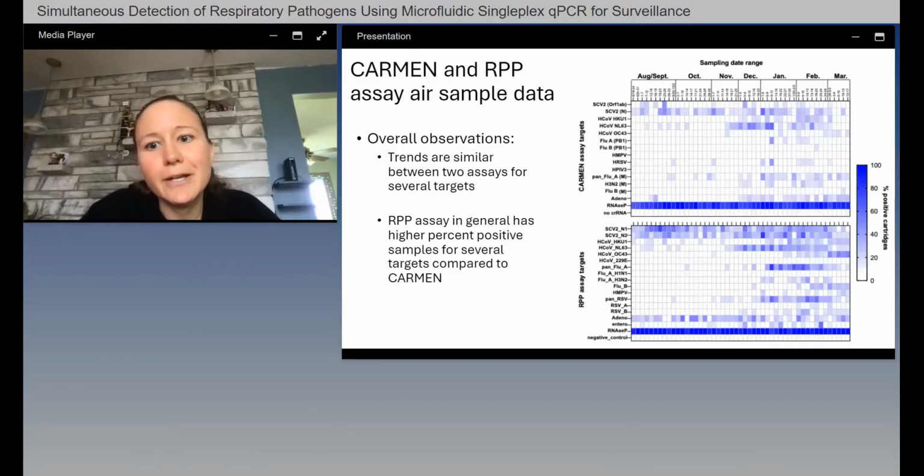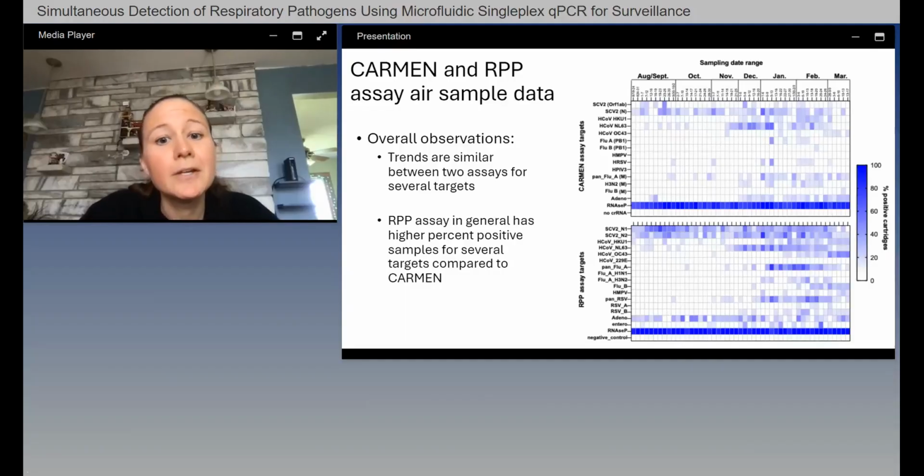So we have our sampling date range from August until March. The Carmen assay results are in the heat map on the top, and the RPP assay results are in the heat map on the bottom. The darker blue indicates a higher frequency of positive cartridges for that sampling time period, and the lighter color down to white indicates a lower frequency of positive cartridges for that sampling time period.